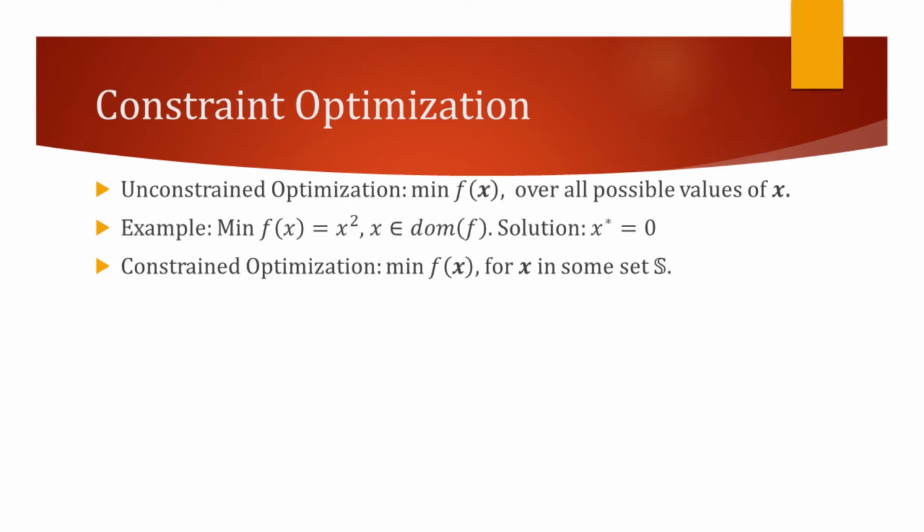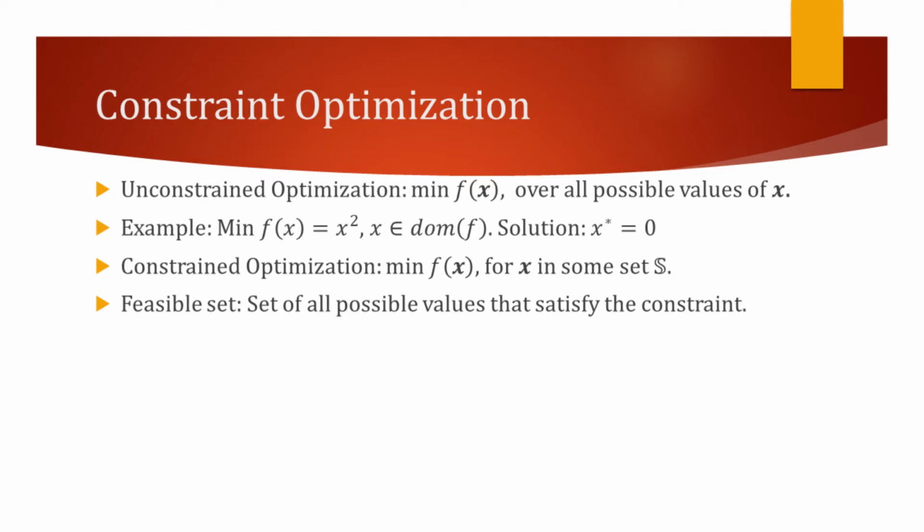In the constrained optimization problem, however, we are trying to optimize the function f of x, for values of x, in some set S. The set of all possible points that satisfy the constraint is called the feasible set, and the individual points from this set are called the feasible points.